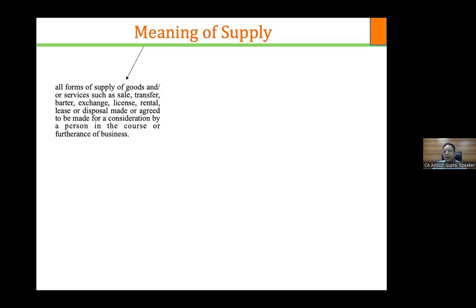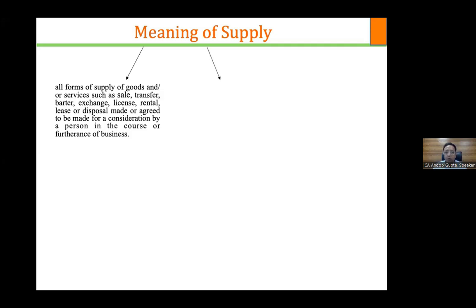The second condition is that it should be in the course or furtherance of business. The two ingredients of supply are, first of all, it can be any economic activity. Then I have to see the two conditions: whether an element of consideration is involved in it and whether it is in the course or furtherance of business. Then my activity will be a supply under GST.